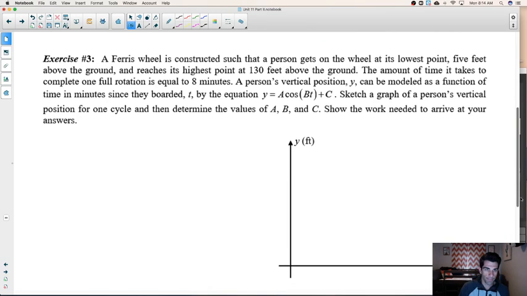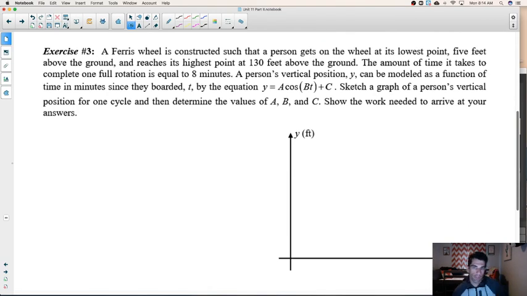Exercise 3. A Ferris wheel is constructed such that a person gets on the wheel at its lowest point, 5 feet above the ground, and reaches its highest point at 130 feet above the ground. The amount of time it takes to complete one full rotation is equal to 8 minutes. A person's vertical position, y, can be modeled as a function of time in minutes, t, by the equation y equals a cosine bt plus c.